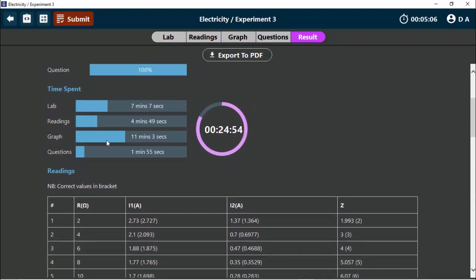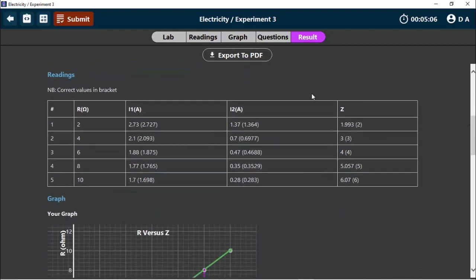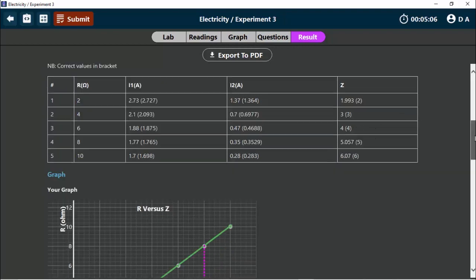I spent a great deal of my time on the graph section, followed by the lab section, then the reading section, and I spent the least time answering questions. So my reading is good to go. The reading in brackets is the computer generated reading. Even though I didn't get exactly what the computer got, it still graded me right because I'm still more than 90% close. So that's why there's no red cell here.